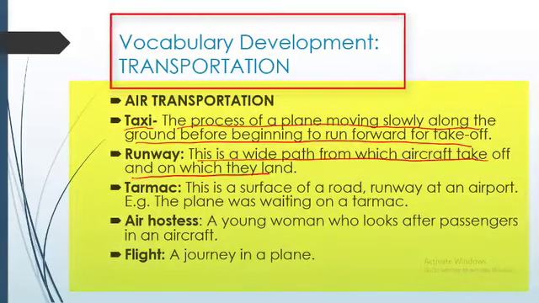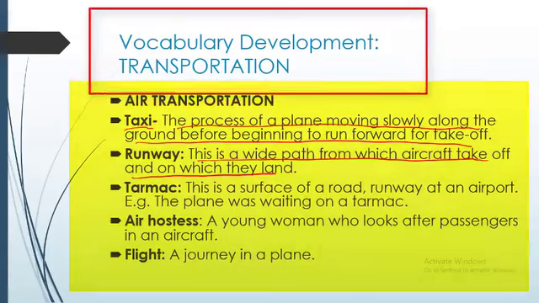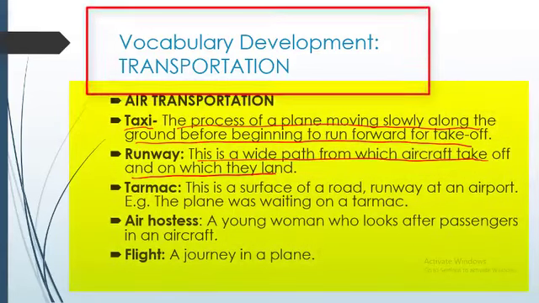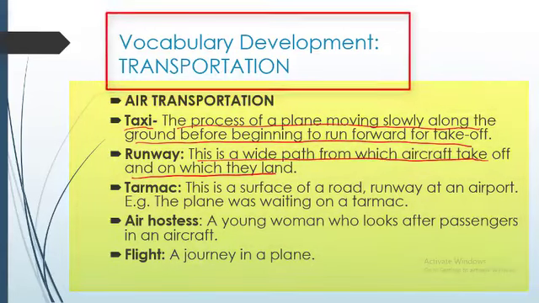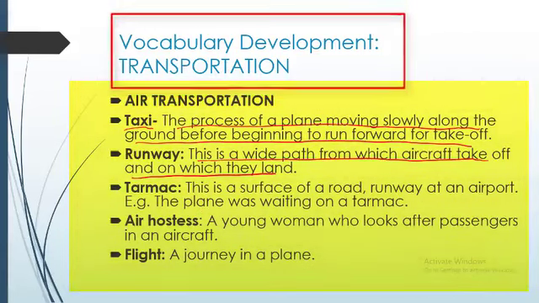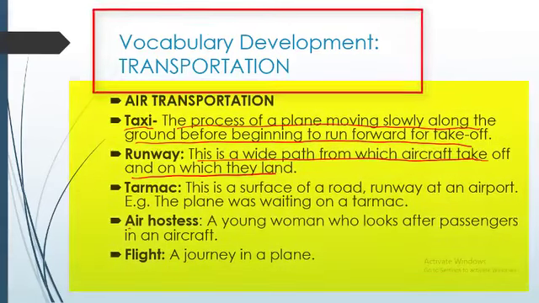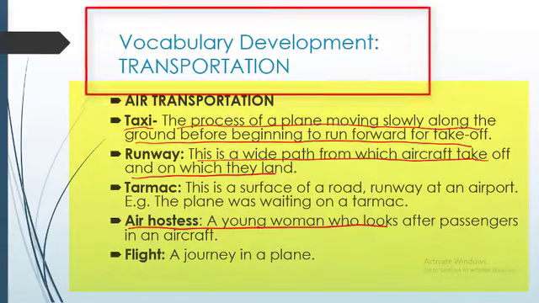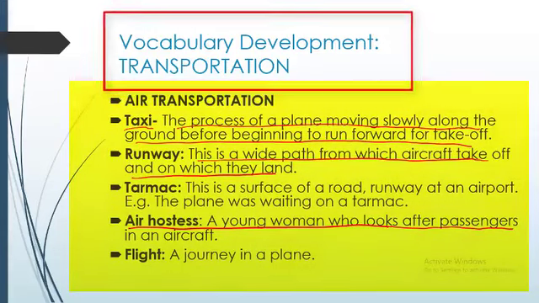The runway is a wide part on the airport where the aircraft or the aeroplane can take off and also land. Okay, that's what we call the runway. Cars don't move on the runway. Then we also have what is called the tarmac. The tarmac is the surface of the road or the runway at the airport. Okay, we have an air hostess. The air hostess is somebody who looks after the passengers on an aircraft, and most times is a female, a young adult.